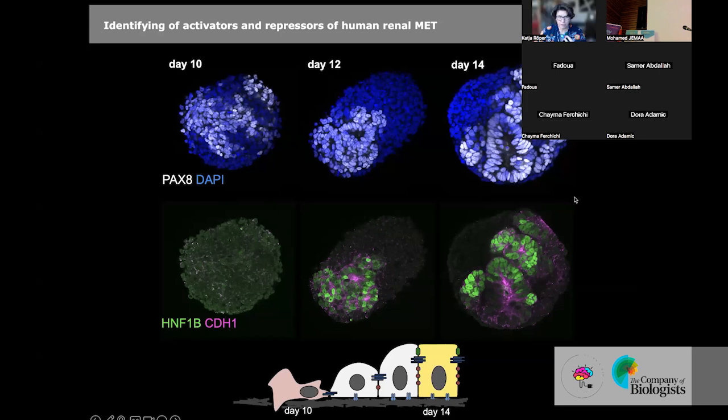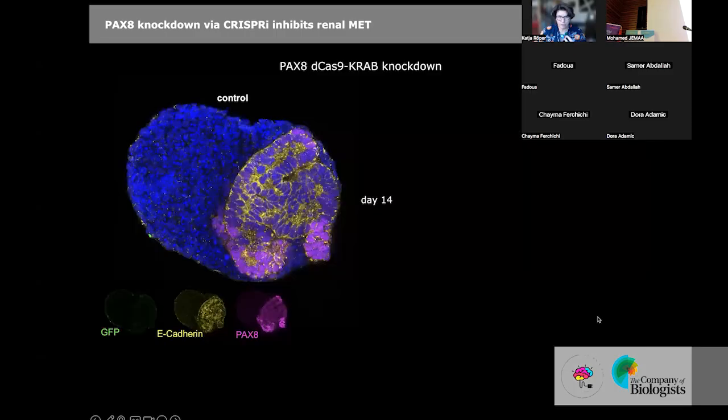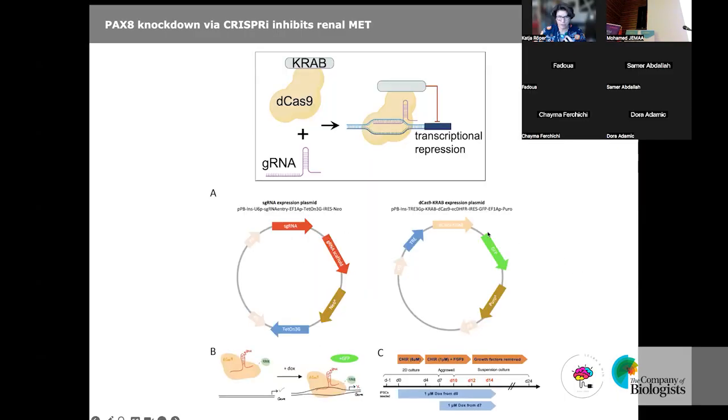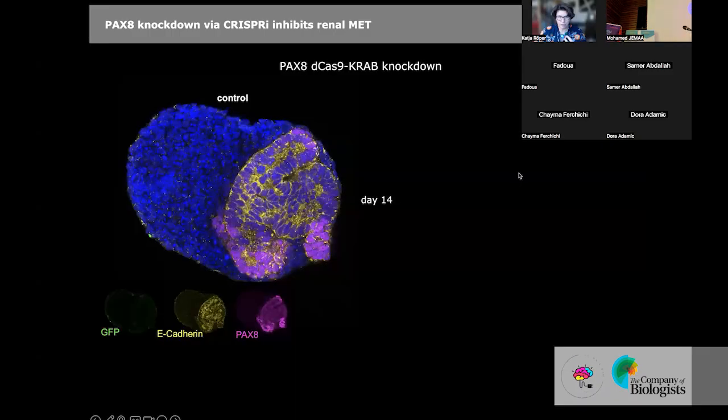What we can then do in the organoid system is use CRISPR-based interference to eliminate PAX8 function in the renal organoids. This is done through a combination of plasmids we get into the organoids that have a guide RNA targeting the right locus, and then a Cas9 that is fused to a repressor domain called KRAB. This will bind your target gene of interest and repress transcription. This works very well. If we look at the RNA levels, there's a really good reduction of PAX8 using this system. So what happens then in the organoids?